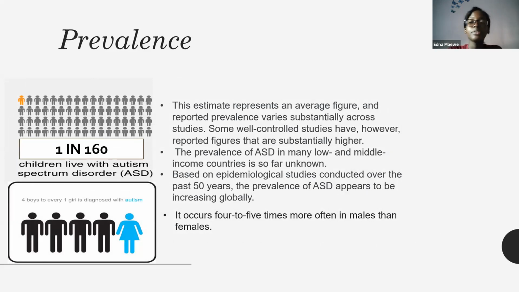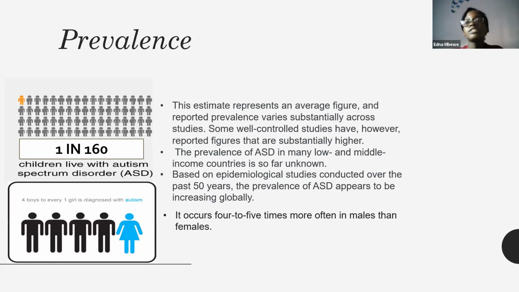Now, based on recent research and data from the World Health Organization, the prevalence of autism spectrum disorder is 1 in 160 children. I'd like to inform you, ladies and gentlemen, that this is just an average figure as prevalence varies substantially across studies. So what is the prevalence of autism in Zambia?